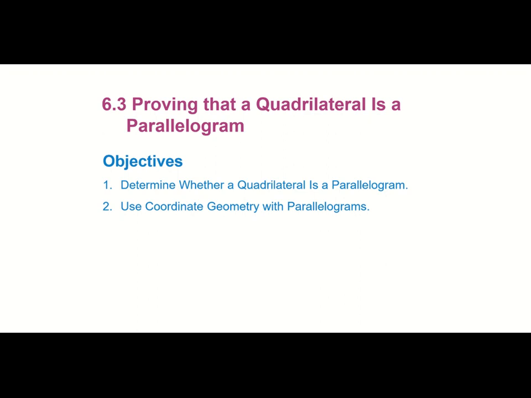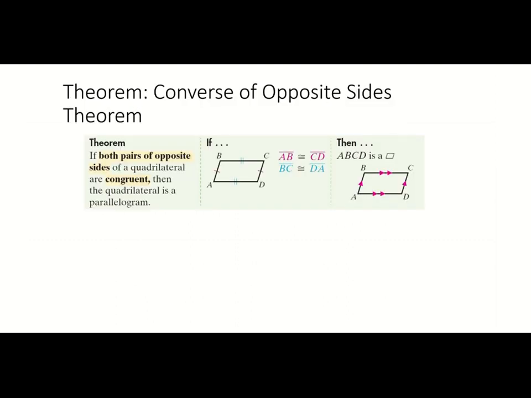Hi everybody, this is section 6.3 and now we are going to look at ways to prove that a quadrilateral is a parallelogram. In the past section we looked at properties of a parallelogram. Now they're going to give us a quadrilateral and ask us to determine is it a parallelogram. And what we're going to do is start off by looking at the converse of the theorems we looked at in 6.2.